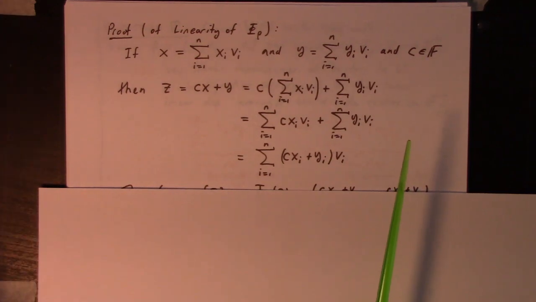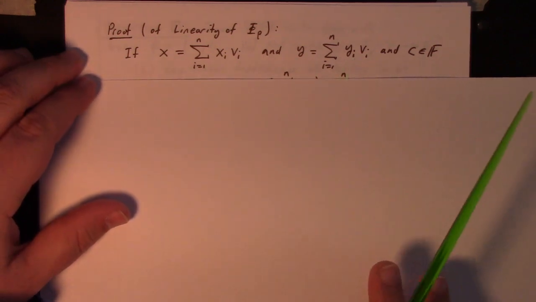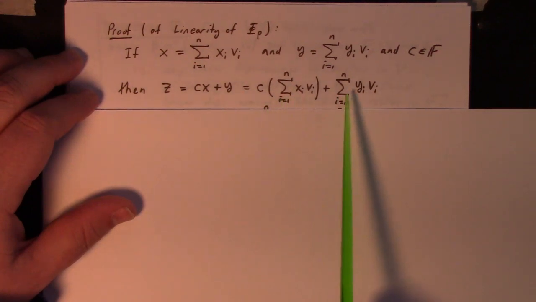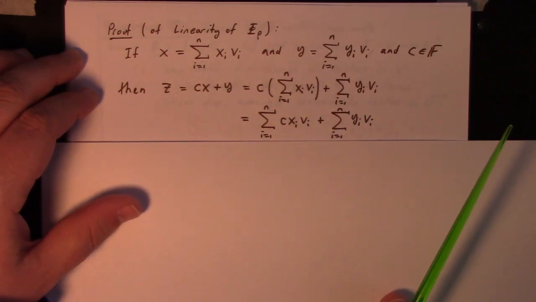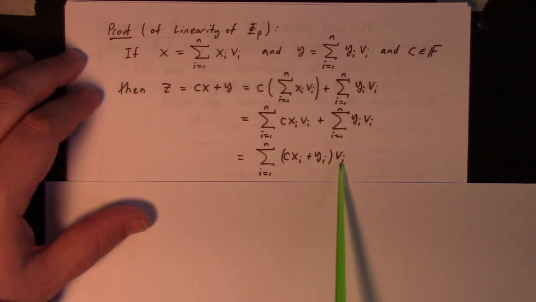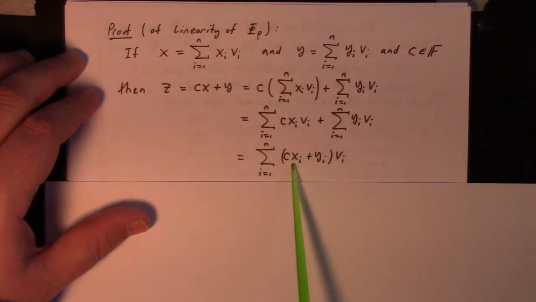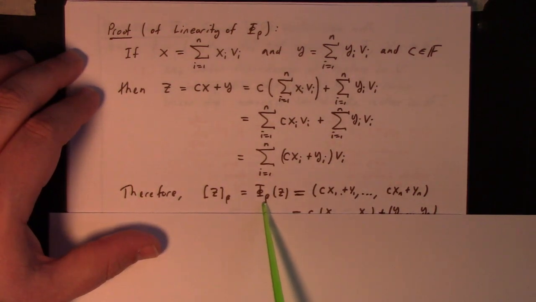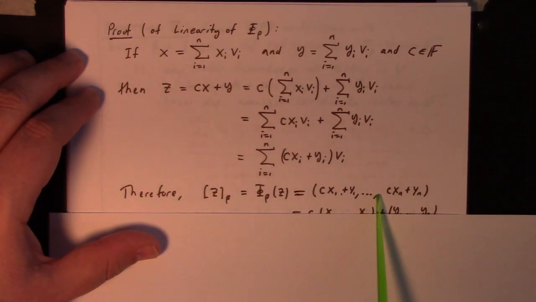Proof of linearity. So if x is built from the sum over xi vi, and y is built from the sum over yi vi, and c is in the field, well then I can look at z as cx plus y, put in my sums, pull the c in, property of finite sums, rewrite this together as just one sum, and factor out the vi. So lo and behold, this shows me that the ith coordinate of z is exactly cxi plus yi. Therefore, the coordinate vector of z, or phi beta of z if you like, is exactly (cx1 plus y1) through (cxn plus yn).